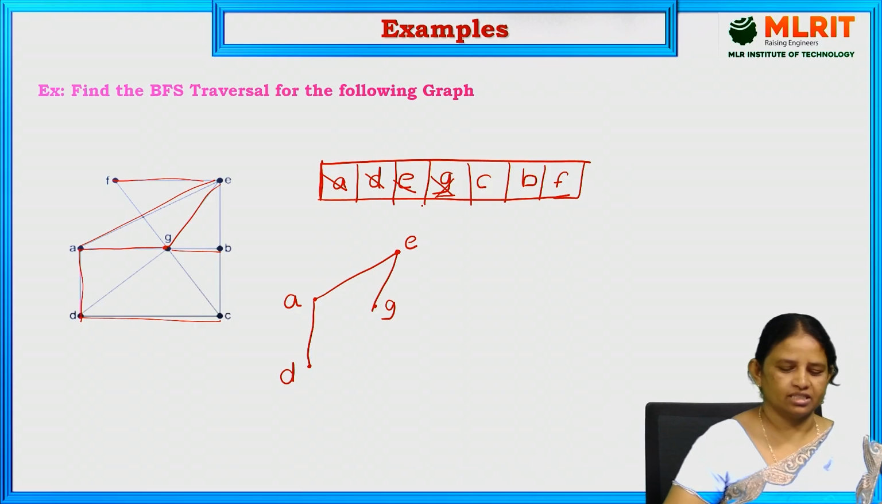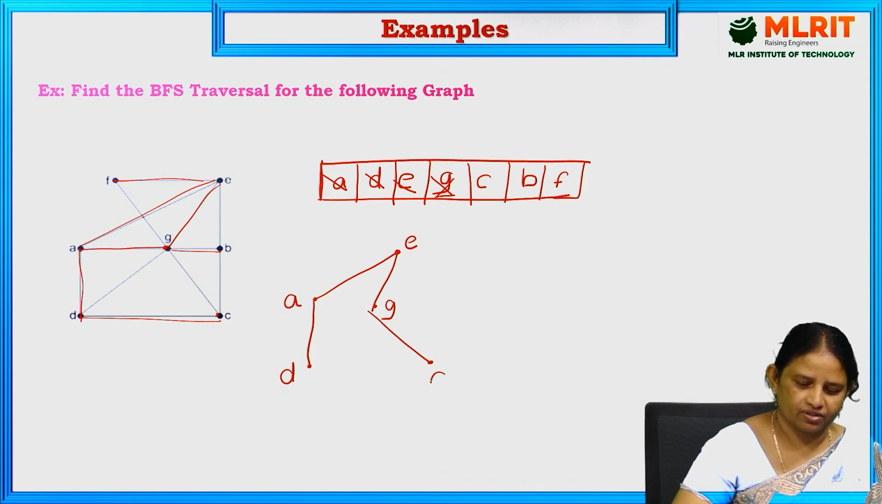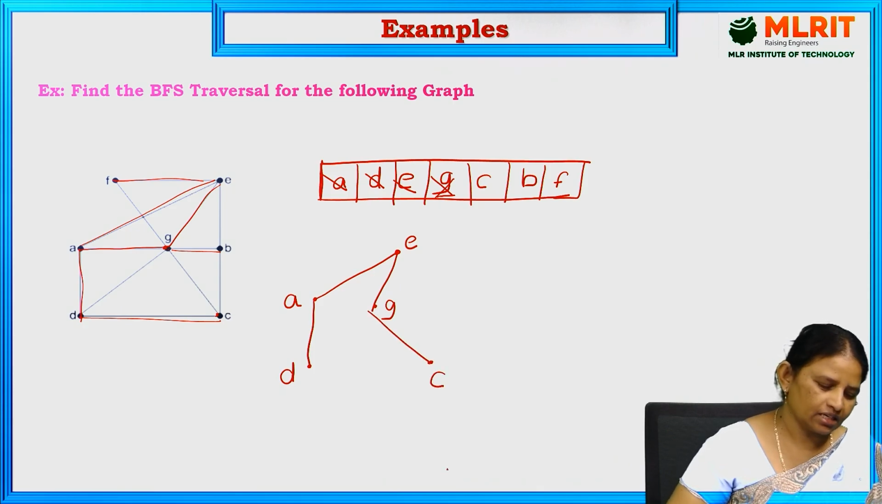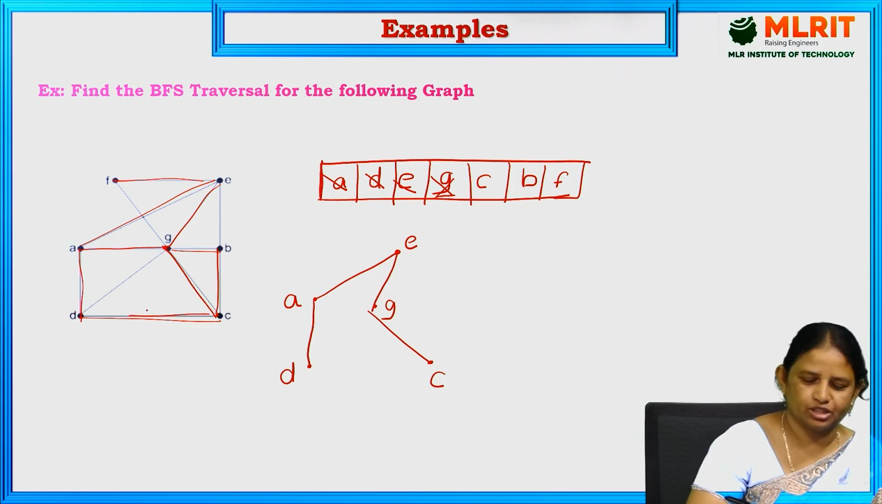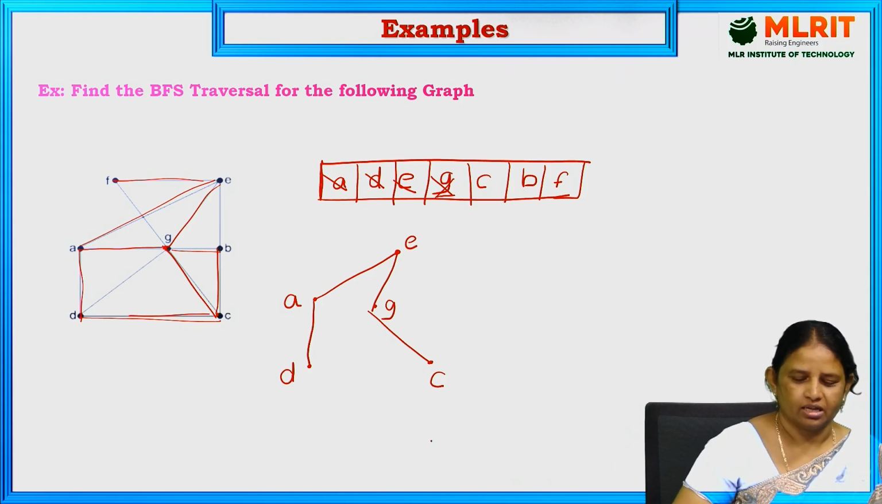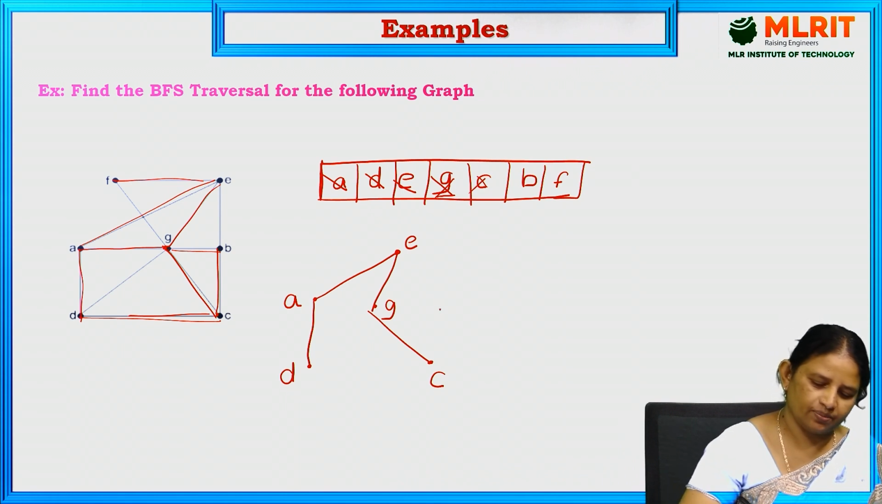Next, what is the C? The next vertex is C. After G, C is the next vertex. So what are the adjacent vertices of C? G, B and D. They are already included in the spanning tree. Just remove them. Next, after that, the adjacent vertex is B.